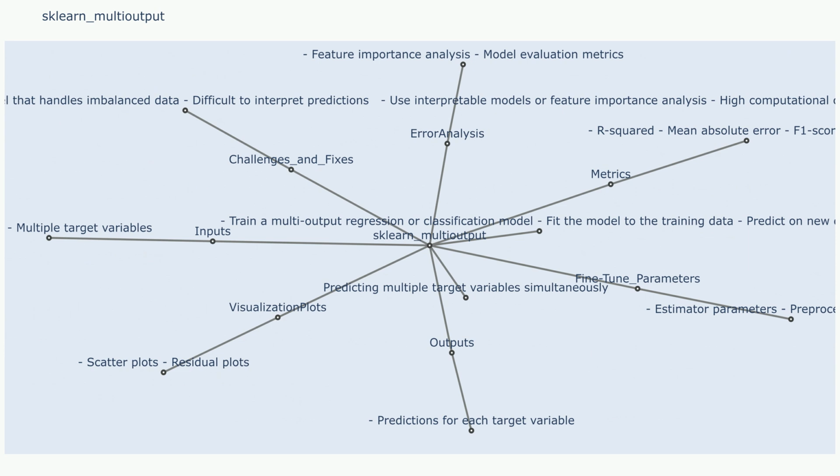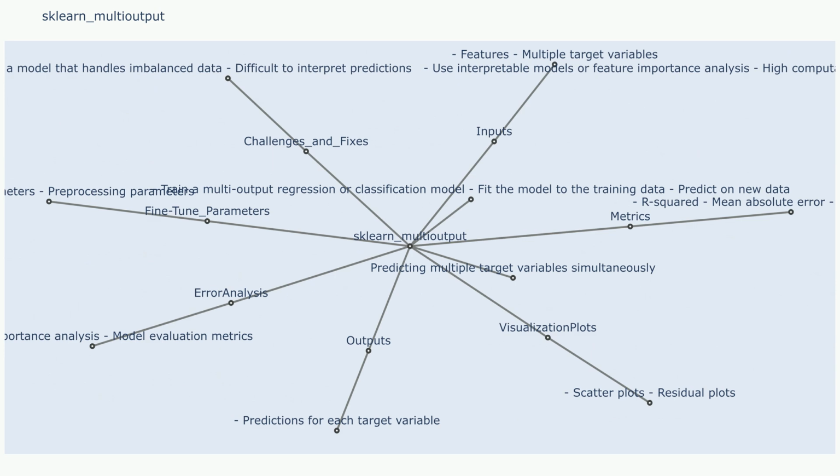Visualization plots. Visualization plot 1. Explain in detail. Scatter plots for each target variable. You can visualize the relationship between the predicted and actual values for each target variable using scatter plots. This helps to understand the model's performance and identify potential areas for improvement.